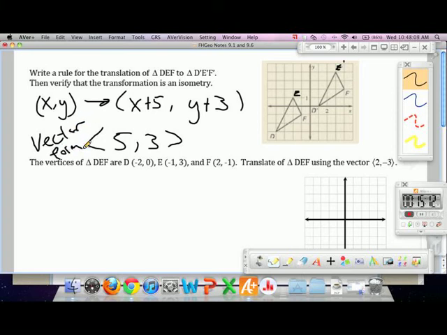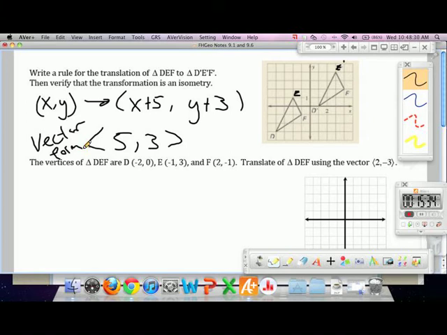It'll be applied to vector 5, 3. It asks you to verify that this transformation is an isometry. So there's two ways to do this. There's the long and tedious way, which would be to check that all corresponding sides have the same length. Which means you have to, in this case, apply the distance formula 6 times.